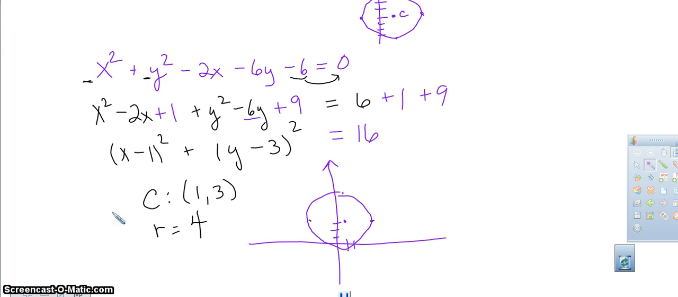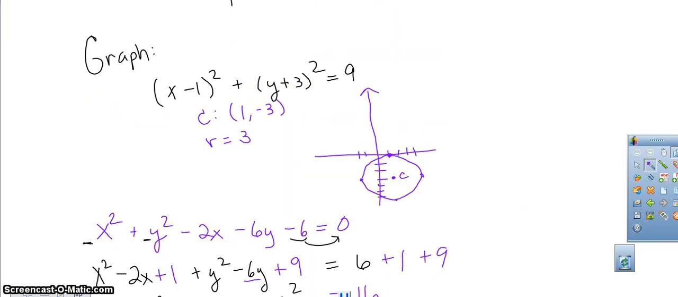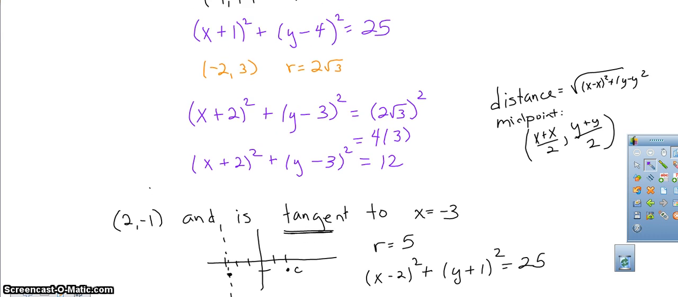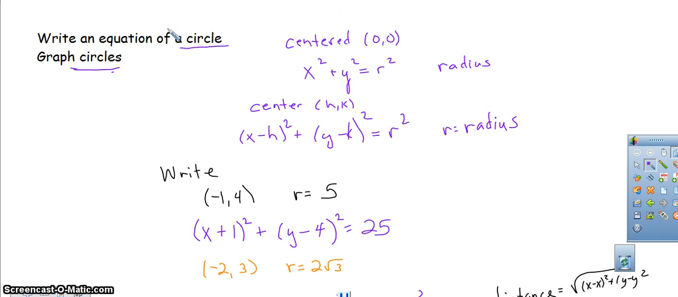And there's your graph. So 2 jobs today, and it is actually on Canvas as a worksheet. It's not a quiz that you need to show me when you're done with that. You have to write the equations of circles and then graph circles.